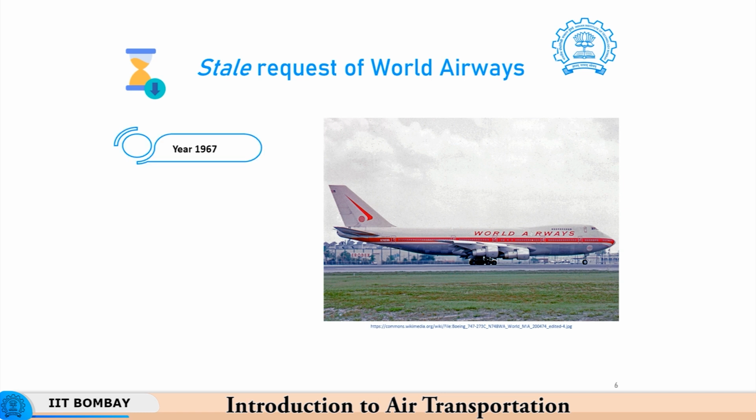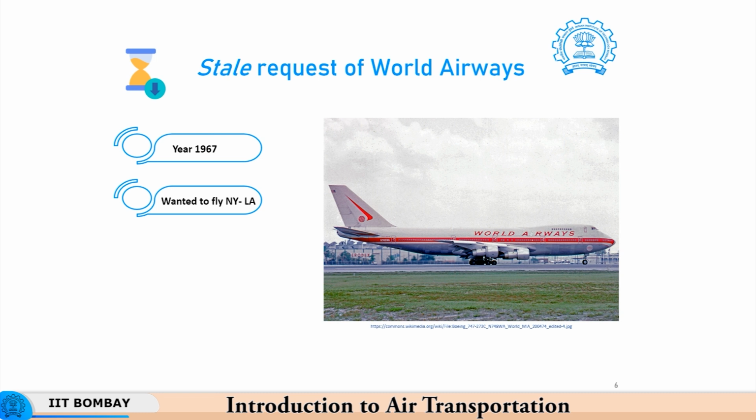So, in 1967, this particular airline made a request to CAB saying that we would like to fly a particular route, which is from New York to Los Angeles. This is a very popular and very high demand route. There is a lot of demand between New York and Los Angeles even today. It is a lucrative route for most airlines. So, therefore, World Airways in 1967 requested CAB to give permission.